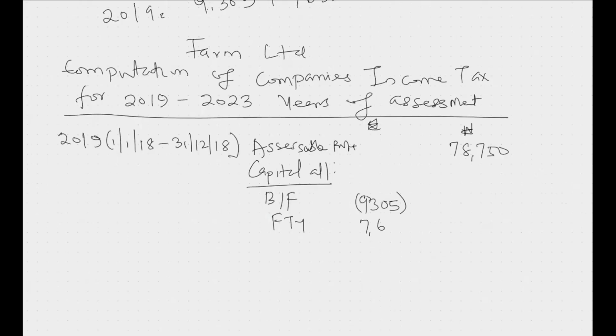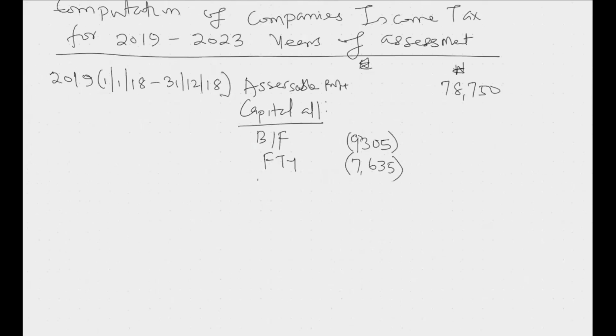How much are we leaving with the addition of the two? How much is it? 16,940. Carry forward, which is 16,940.